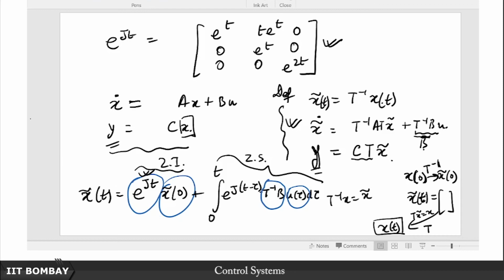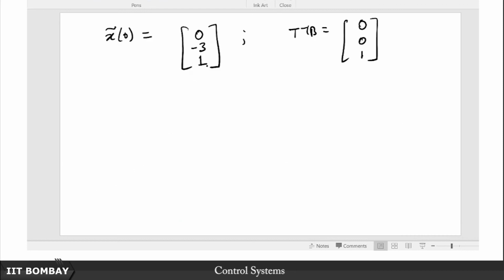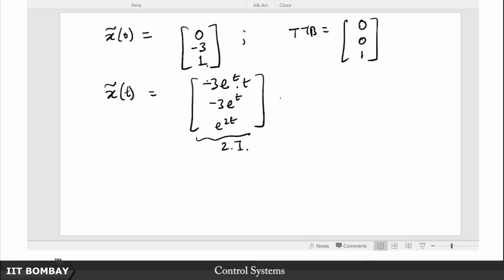So what I then get is that this x tilde of t turns out to be, the first part will give me minus 3 e to the t times t, then minus 3 e to the t, and finally e to the 2t. So this is my zero input response, plus if you do those integrations and carefully plug them in, you will get 0 0, because of this nice form that T inverse B gave me. These two terms will be 0, it is just term by term integration of this vector 3-tuple.